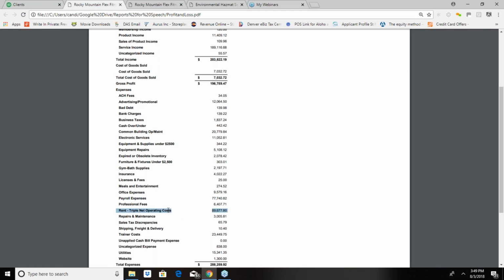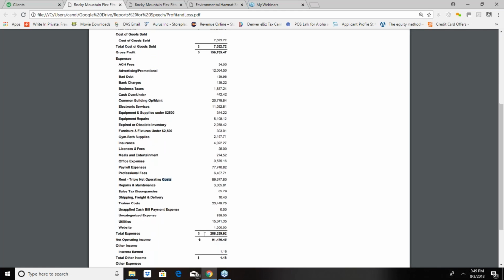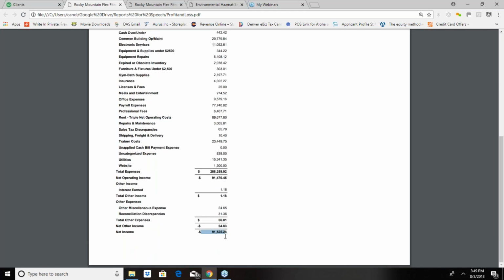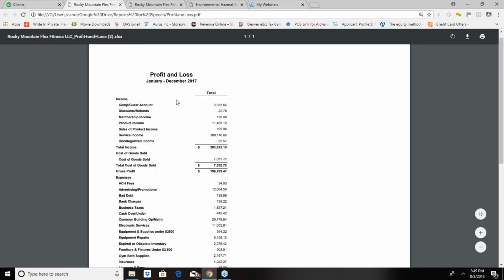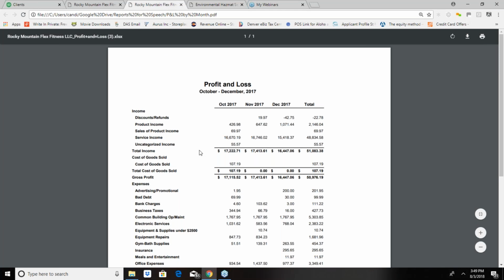Where are areas you can start to cut down on those expenses so that you can increase your bottom line and over time have more and more net income? Now, when you're looking at the profit and loss statement, you also want to do a profit and loss statement by month and compare month over month.